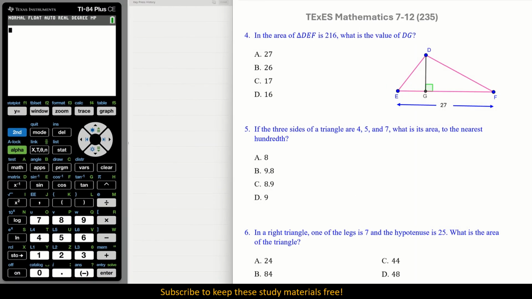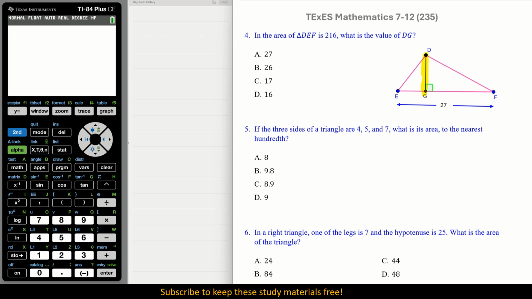Number 4, the area of the triangle DEF is 216. What is the value of DG? Let's grab this. This is what we're looking for, DG. Well, this is just a simple base times height divided by 2. We're just looking for the area. It's given the area, so let's just work backwards with that.